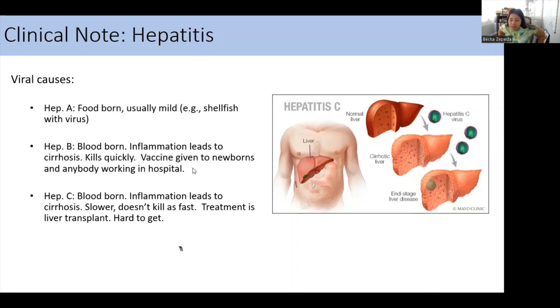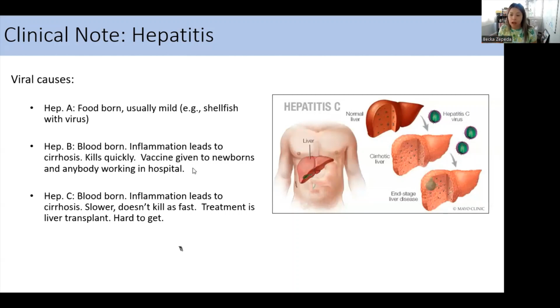For hepatitis B, there is a vaccine. The vaccine is given to newborns and anybody who's working in a hospital. So the vaccine makes hepatitis B preventable, but there is no cure for hepatitis B if you do have it. Now, most adults will recover from hepatitis B. It's called acute hepatitis B, but sometimes it can become chronic.